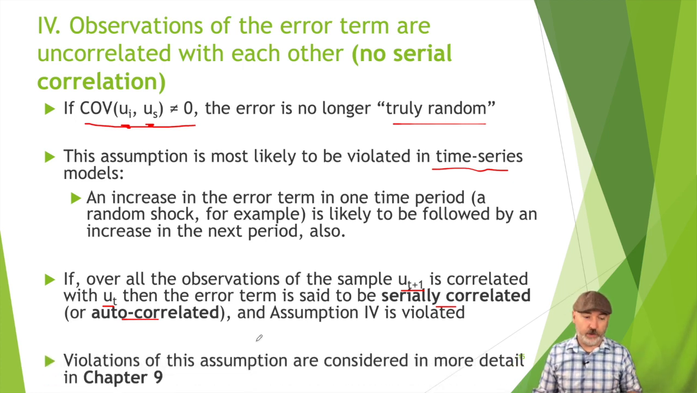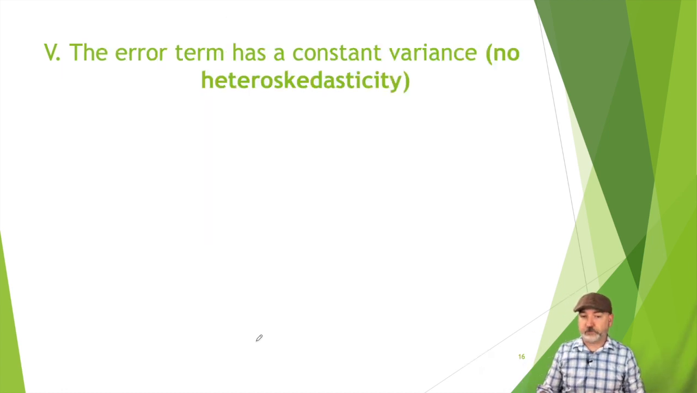So when we get to chapter 9 of our Studenmund text, we're going to take a deep dive into this issue, but again, for now, we just go on our merry way. We're in our little classical model bubble, assuming error terms are purely random, uncorrelated with one another.